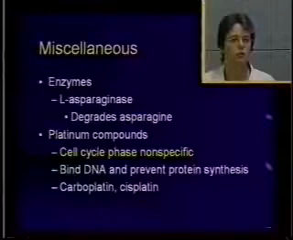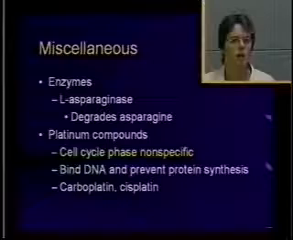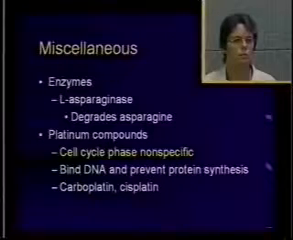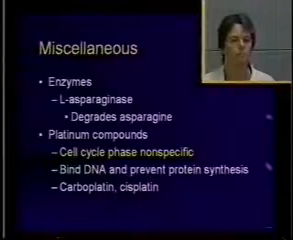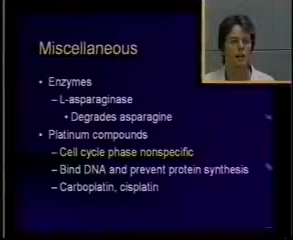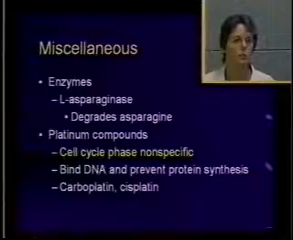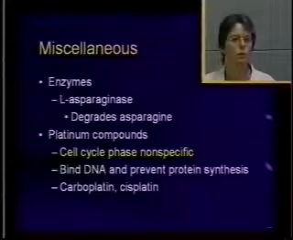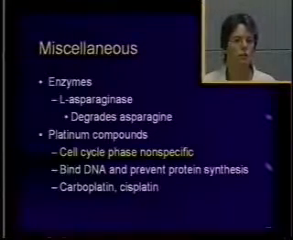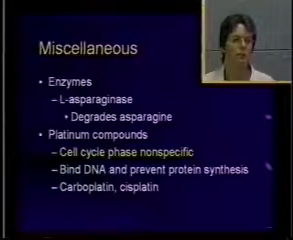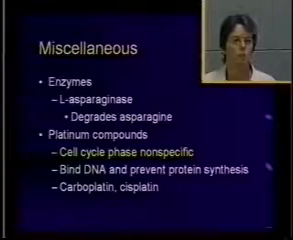Moving on to the miscellaneous drugs, the drugs that fall most commonly into this class would be the enzymes such as L-asparaginase, and then the platinum compounds such as cisplatin and carboplatin. L-asparaginase acts by degrading asparagine, which tends not to affect normal cells because normal cells can synthesize their own asparagine. Tumor cells, however, cannot, and without asparagine, they die. The platinum compounds are cell cycle phase nonspecific, and they bind to DNA and prevent protein synthesis.